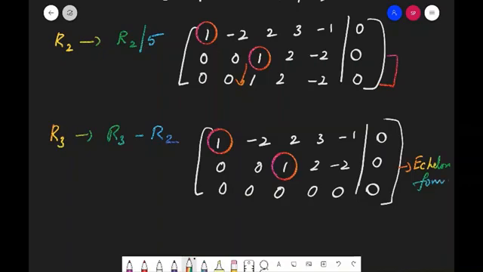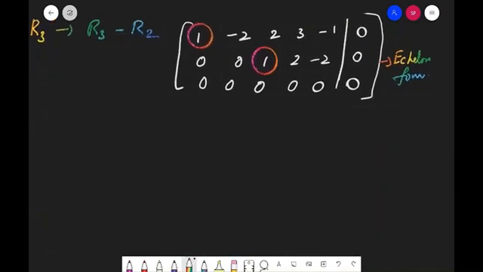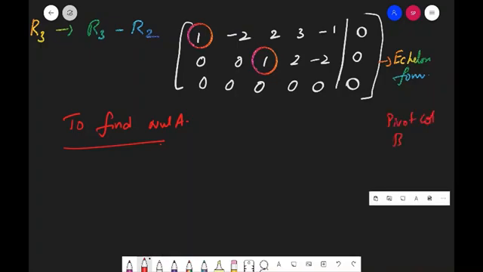Now what is the next task? We have to find out null A. So from this echelon form, we need to find null A. To find null A, we first have to mark the pivot columns. We have to find the pivot columns, the basic variables, and the free variables. All these we have to find out now.